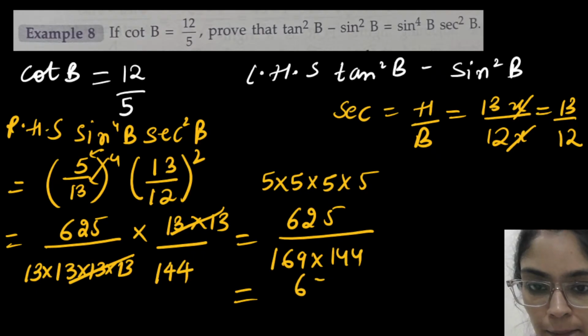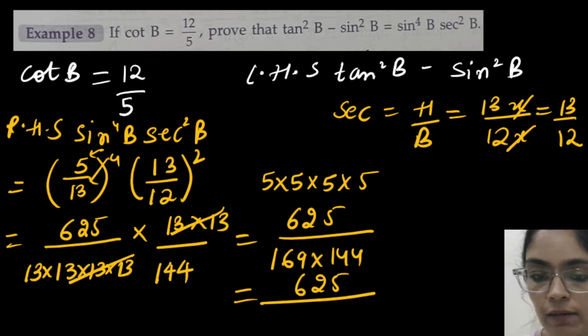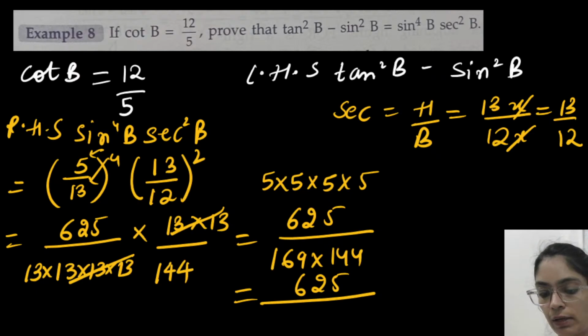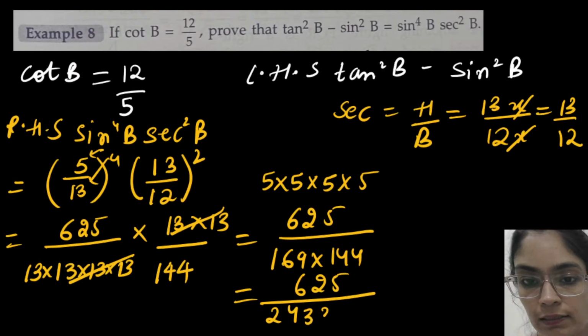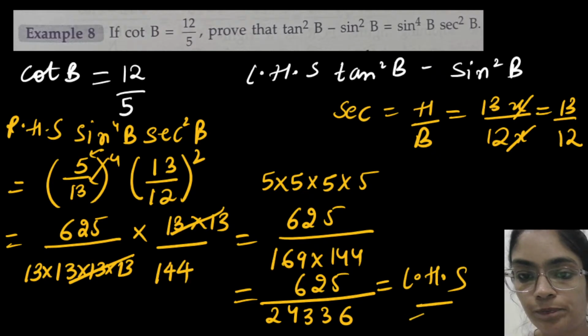So you can multiply this. So 625, when you multiply 169 with 144, I think you will be getting the same answer you got for the other side. So 24,336, and this is equal to the left hand side also.